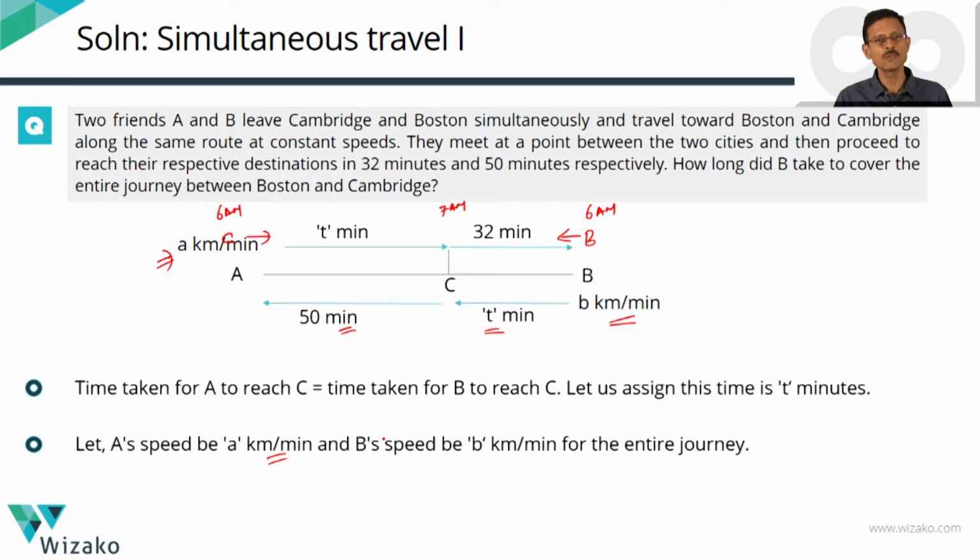If I take it as kilometers per hour, then it requires me to convert the units. By keeping the minutes as minutes and speed as kilometers per minute, I don't need to do any conversion. Right? So these are all the assignments.